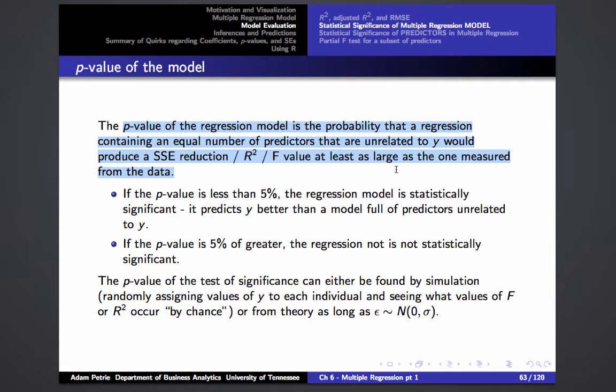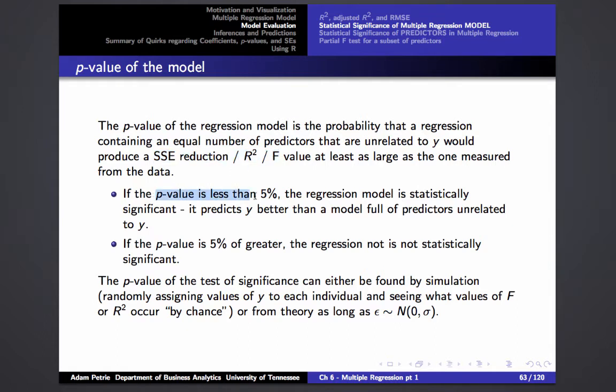So the sad fact is, even if we try to predict y from a collection of random unrelated variables, we get a value of r squared out that's bigger than 0. We get a value of f out that's bigger than 1. We get a sum of squared error reduction because any model gives flexibility and ability to fit data points. The p-value is the probability that we would get any of these quantities just by chance.